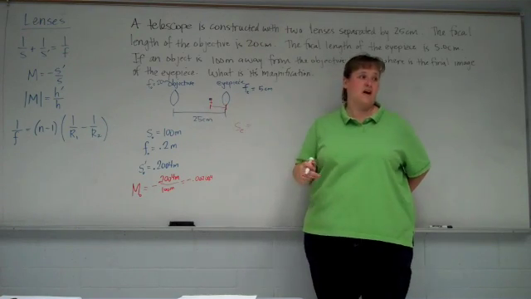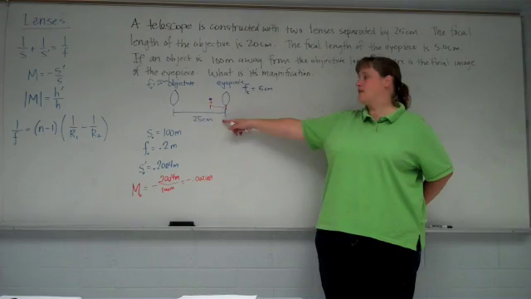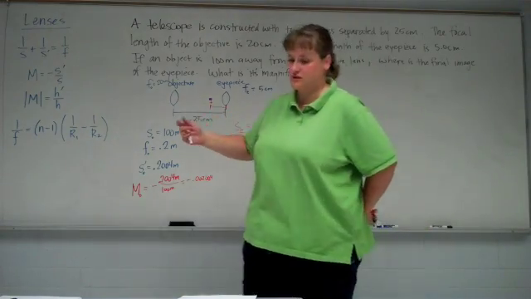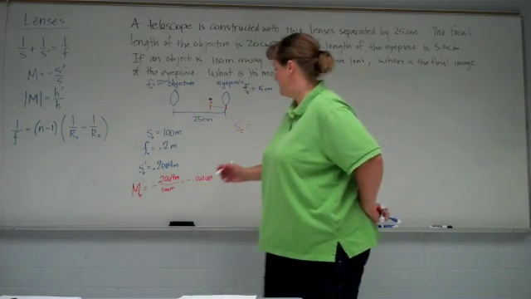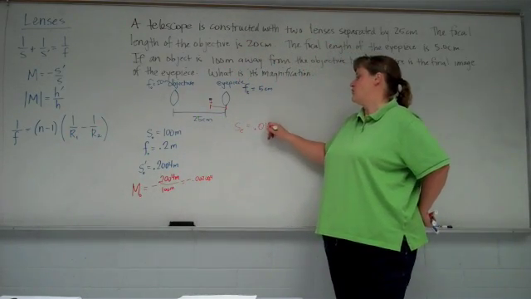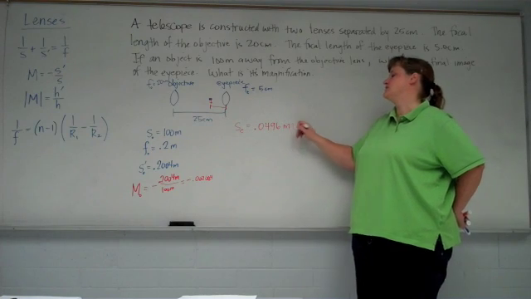If we want to know S for the eyepiece, we need to know how far we are from the eyepiece. So it's the distance minus: 0.25 minus 0.2004, 0.0496 meters.